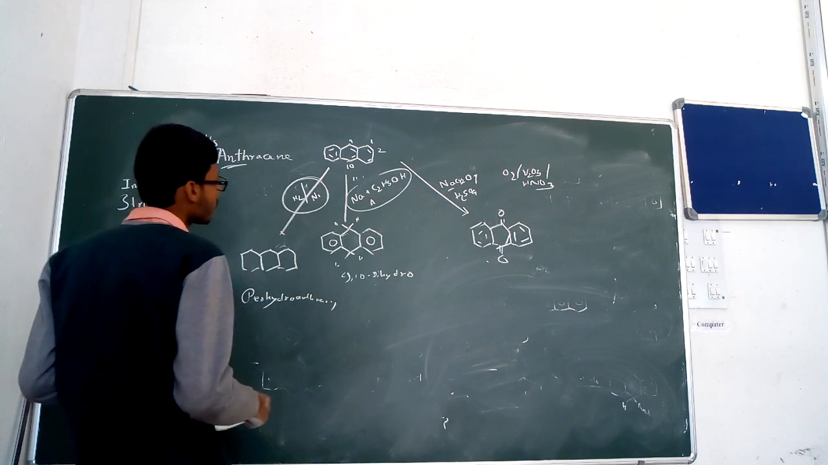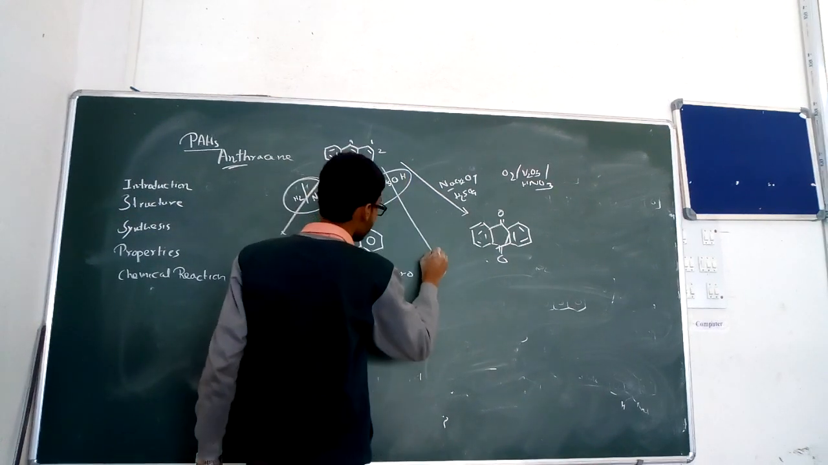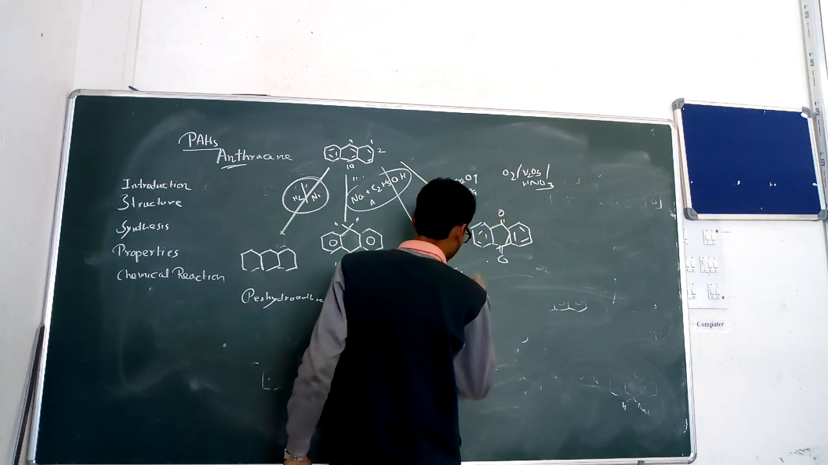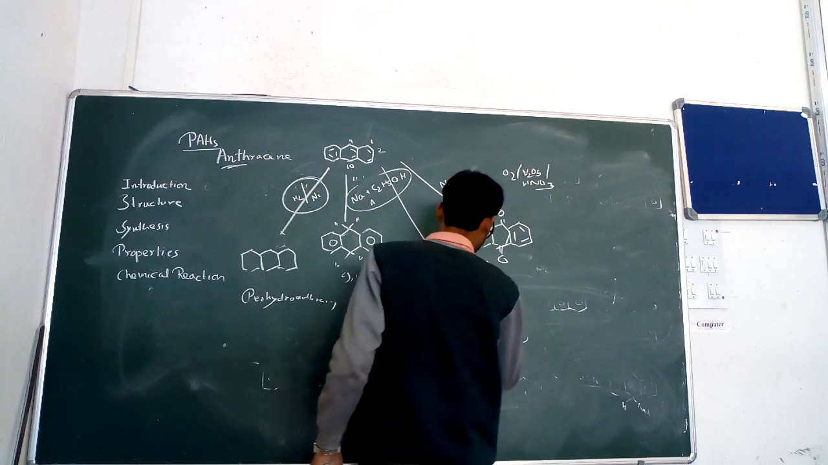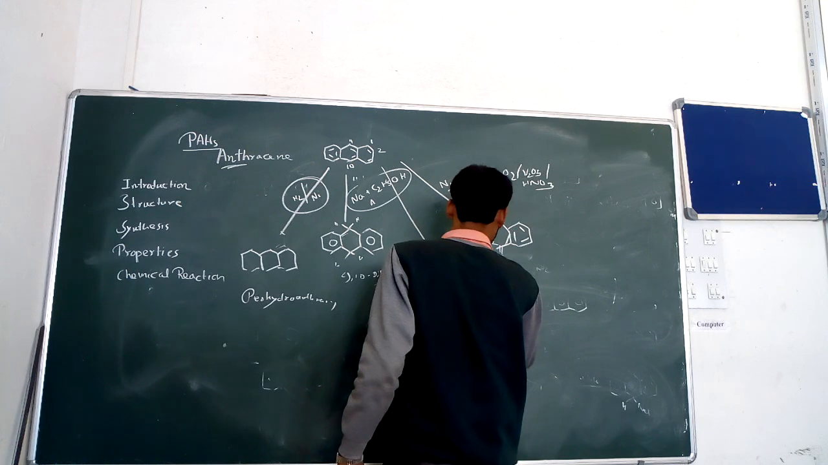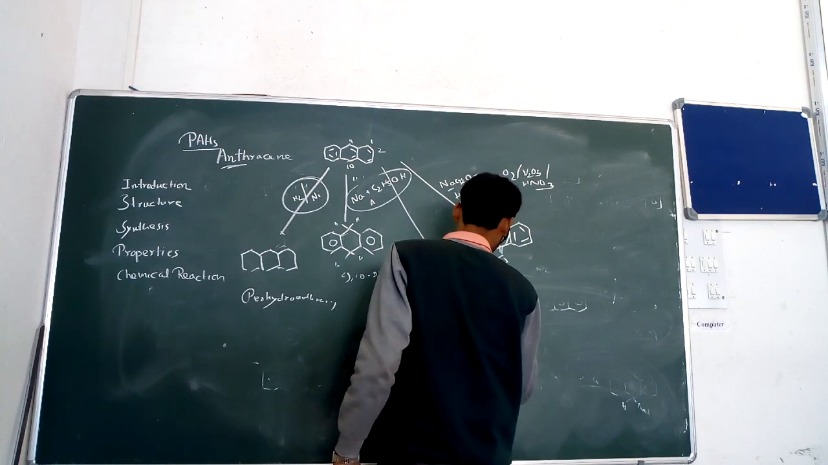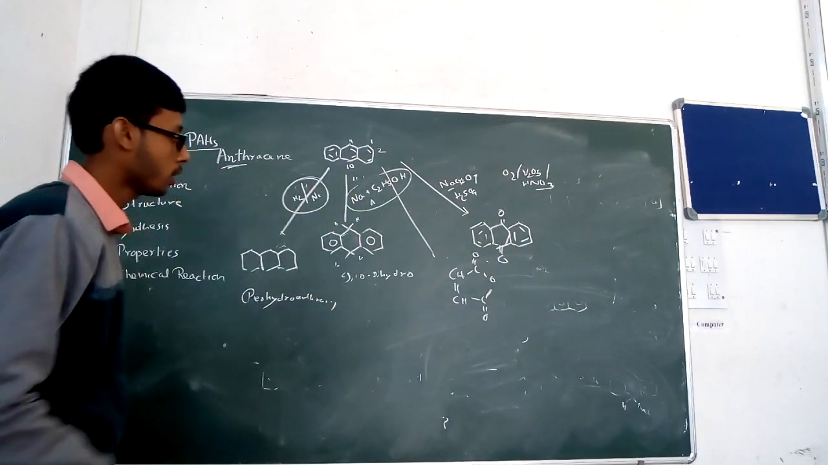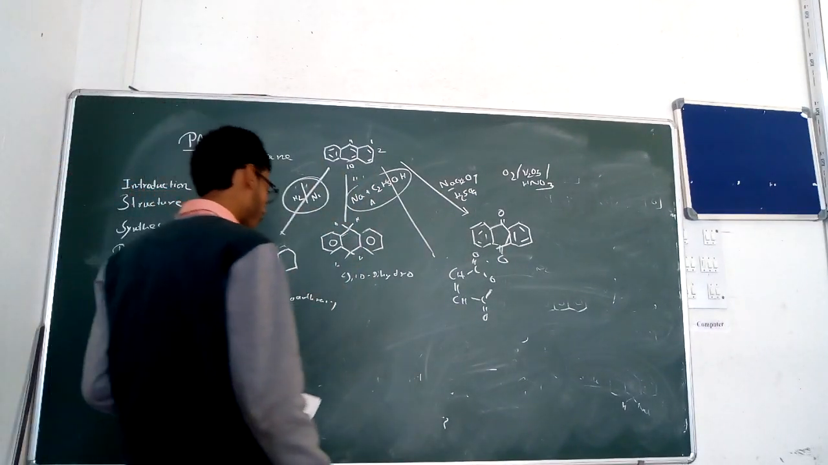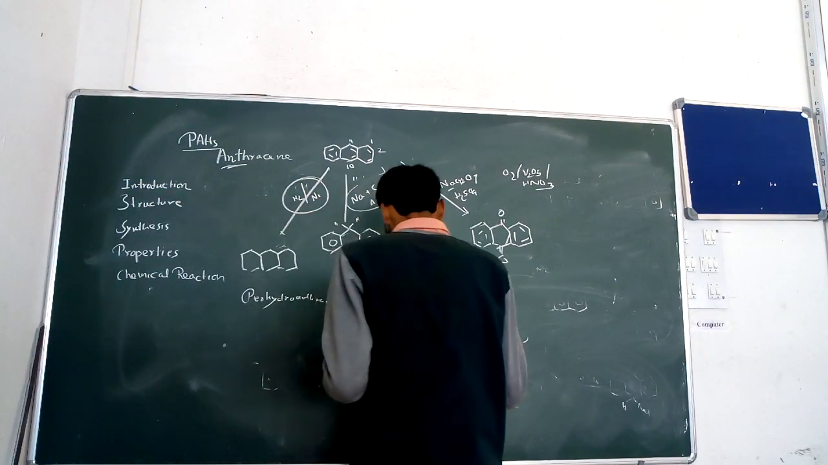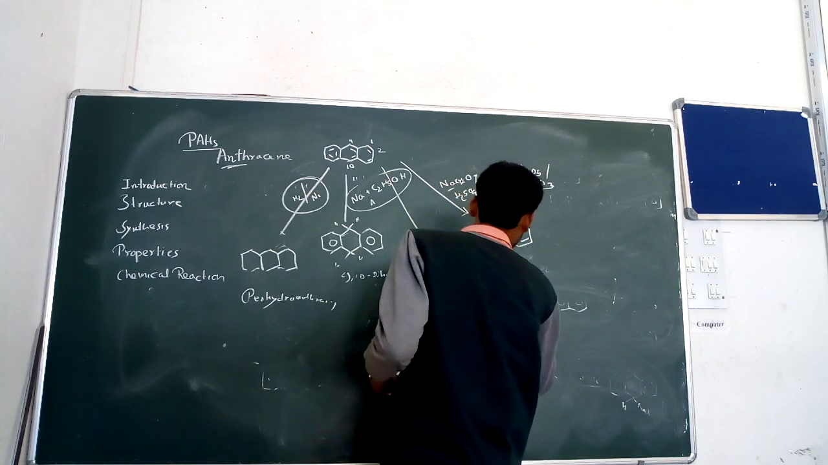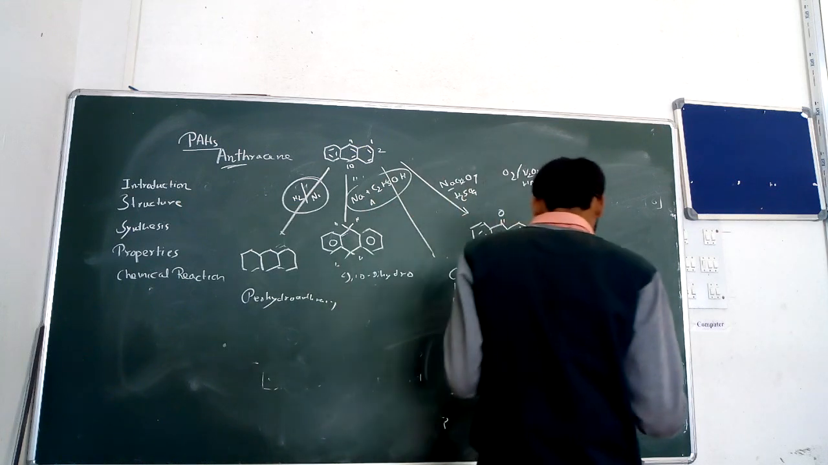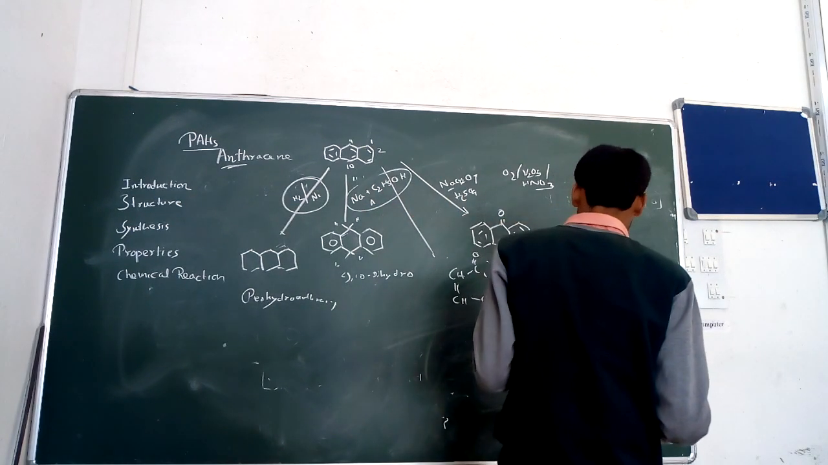When anthracene reacts with maleic anhydride, and heat may be applied in the Diels-Alder reaction, it forms the endoanthracene maleic adduct.